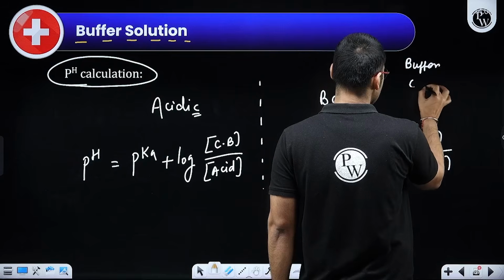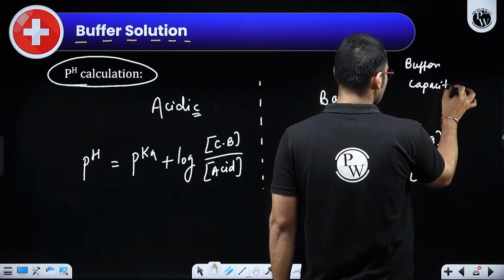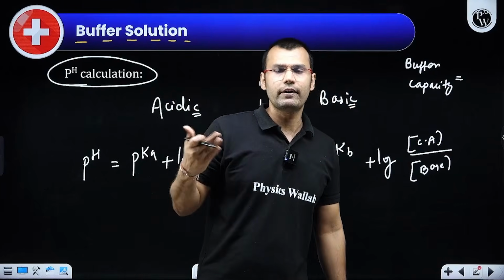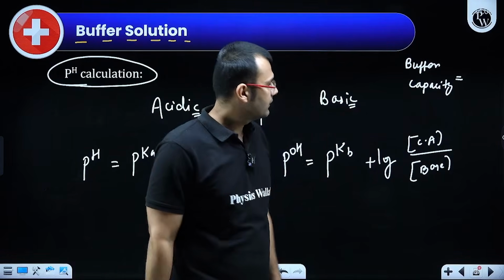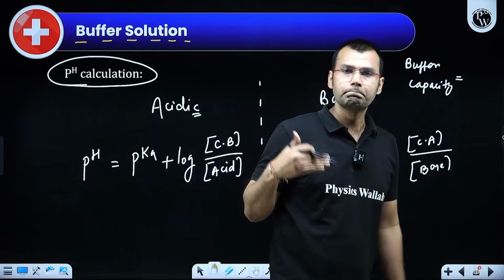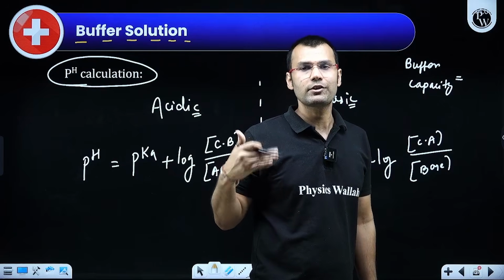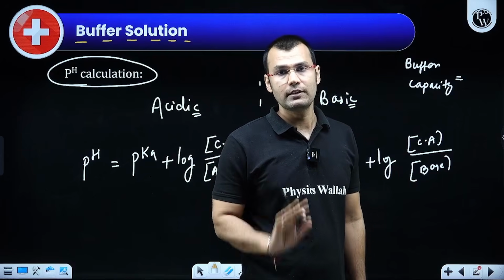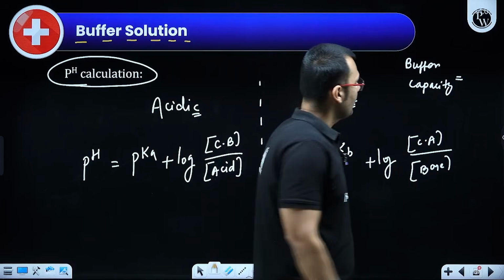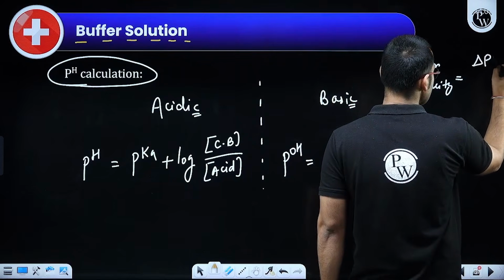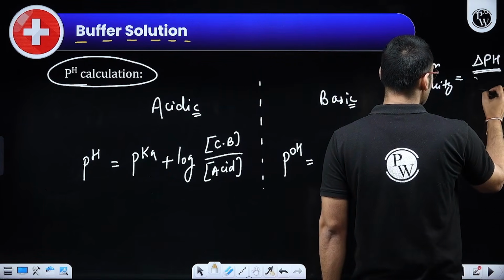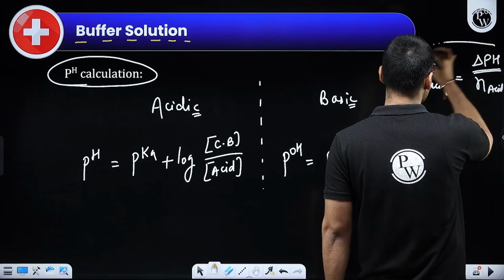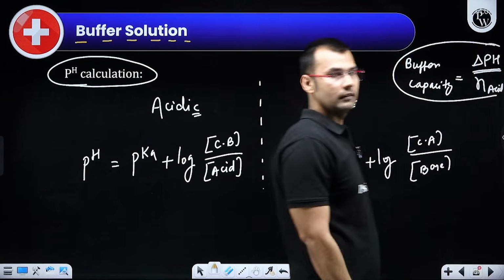Buffer capacity. Actually, when you add a small amount of acid or base, the buffer resists change in pH. But when you add a much larger or excess amount of acid or base, even a buffer will show a change in pH, right? So how much change in pH you have upon how much acid or base you have added, that kind of comparison is called buffer capacity, right?